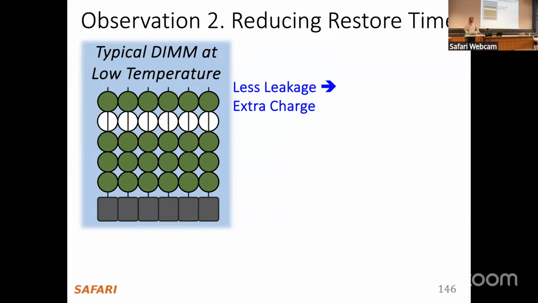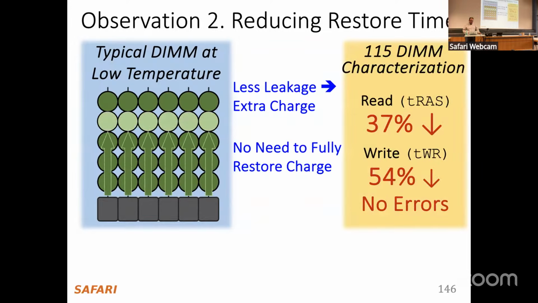And we also show that we can reduce restore time with this technique. tRAS for read can be reduced by 37%, and write restoration can be reduced by 54%, without any errors across all these DIMMs that we checked.